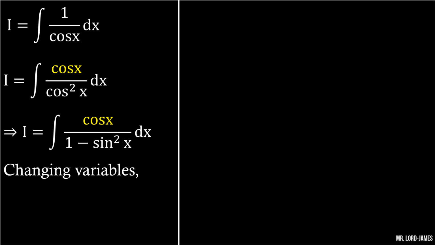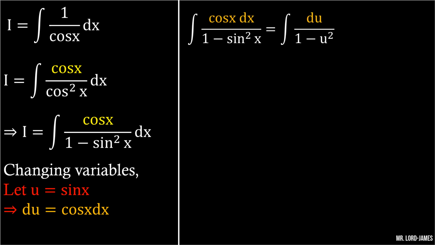And therefore, changing variables, if we let u be sine x, then du is going to be cos x dx. Since cos x dx is already du, we are just going to replace cos x dx by du, and sine x is u, implying that sine squared x is going to be u squared. This basically gives us a standard integral, which is tan inverse of u plus the constant of integration c.